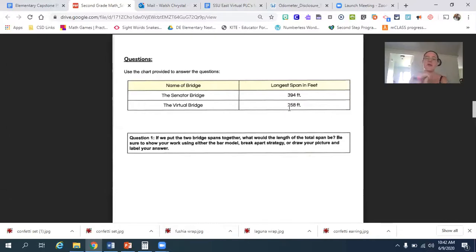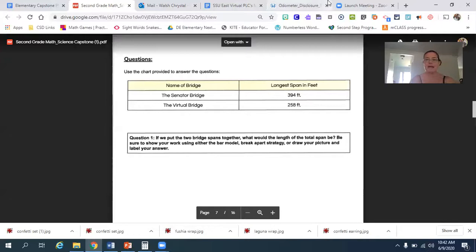So it says, if we put 2 bridge spans together, what would be the length of the total span? Be sure to show your work using either the bar model, break apart strategy, or draw your picture and label your answer, okay? So I'm going to show you how I'm going to do that. Let me go ahead and turn my computer so you can see my whiteboard.